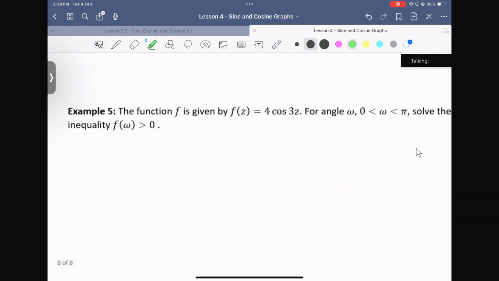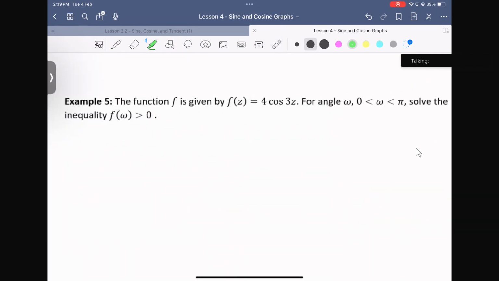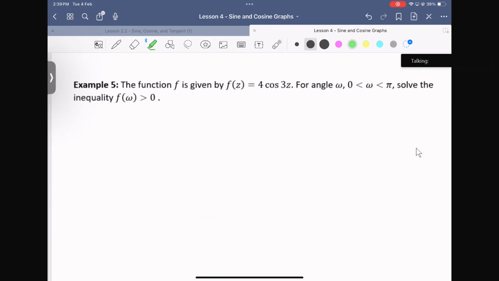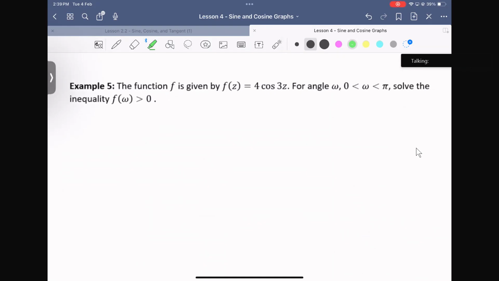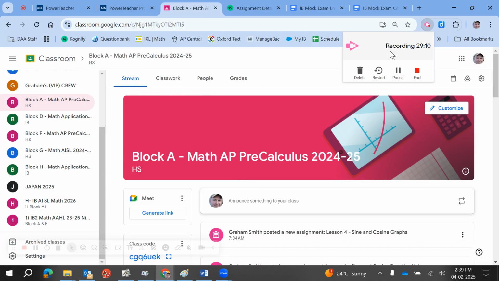Our last question. The function is given here. Have a go at solving the inequality. So is the base 10? Oh, no. Can we try and solve this quietly, please? I shall pause the video for you for a minute.